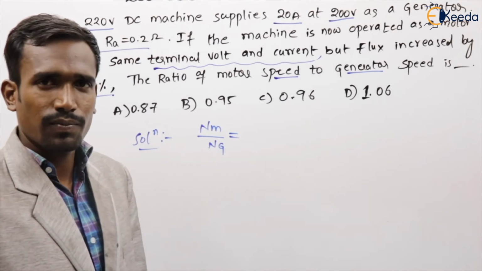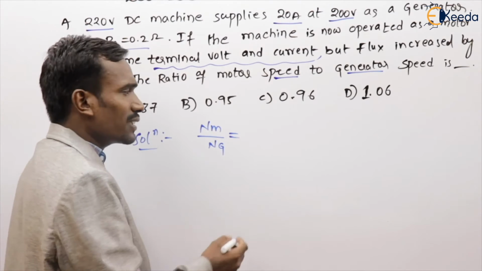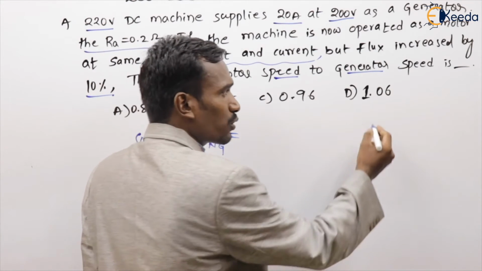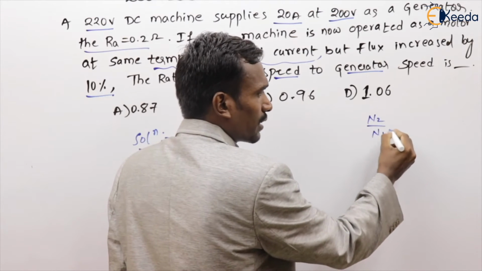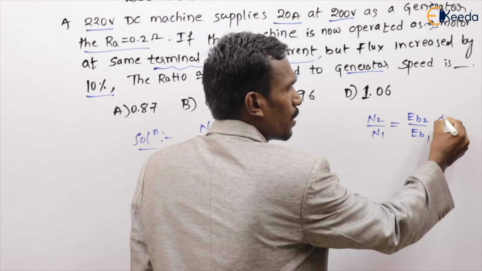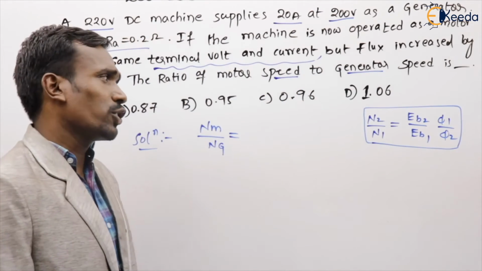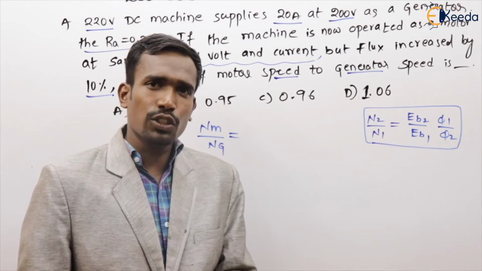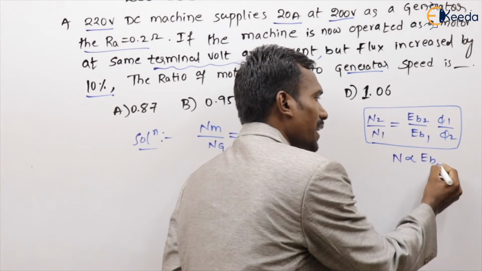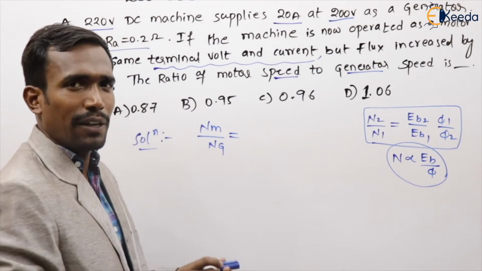This is my question. First, we have to know the formula for this. Generally, motor speed to generator speed is equal to, what is the actual formula? N2 by N1 is equal to EB2 by EB1 into phi1 by phi2. Why the formula like this? Because N is directly proportional to EB by phi.